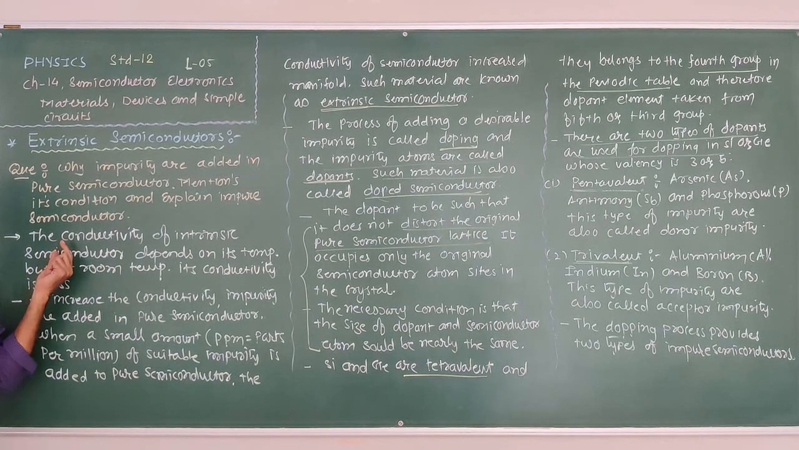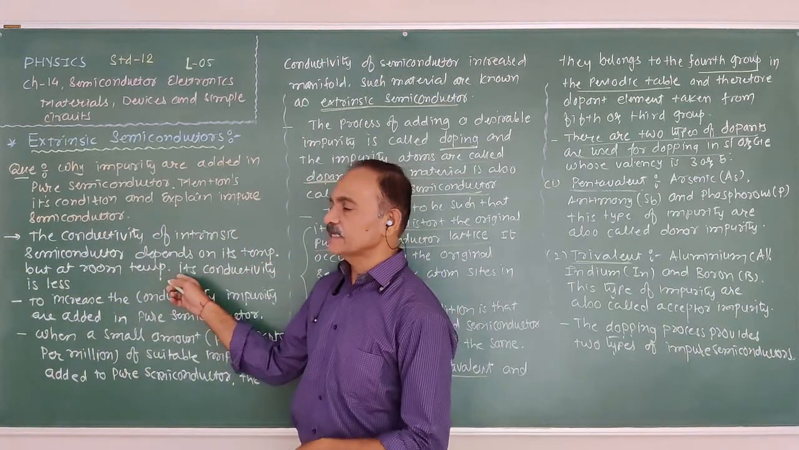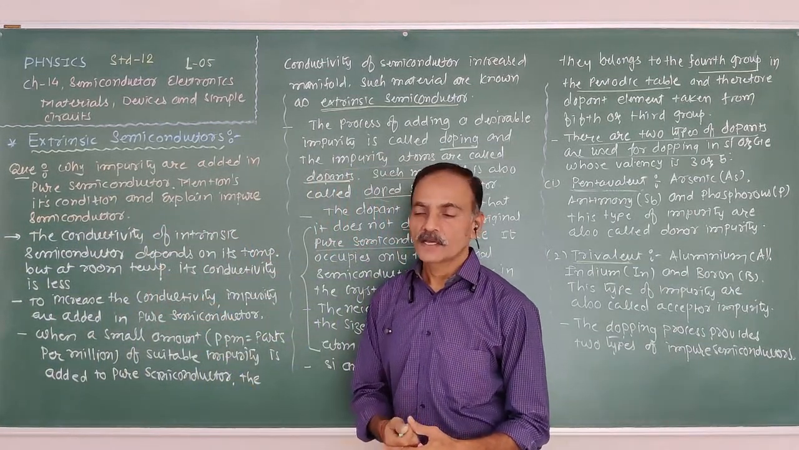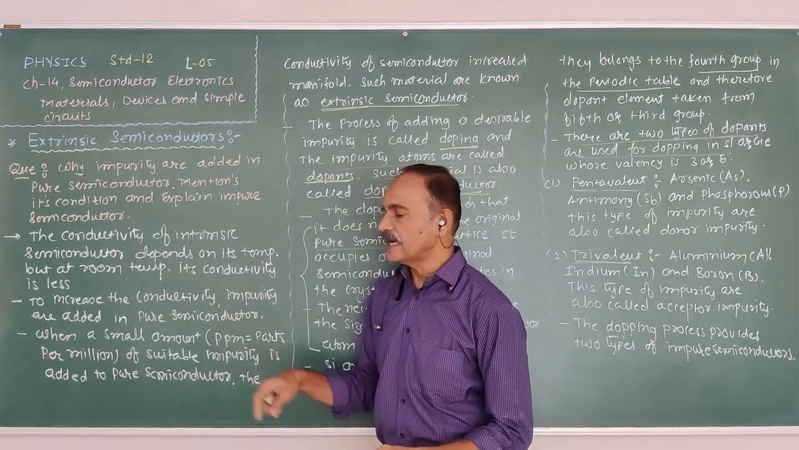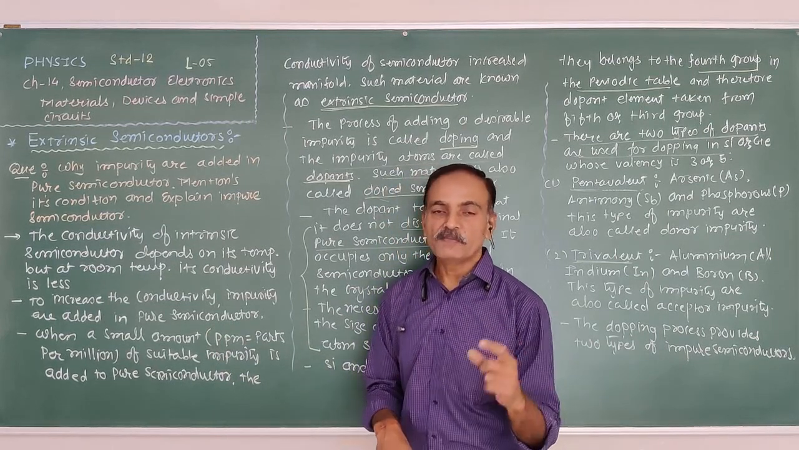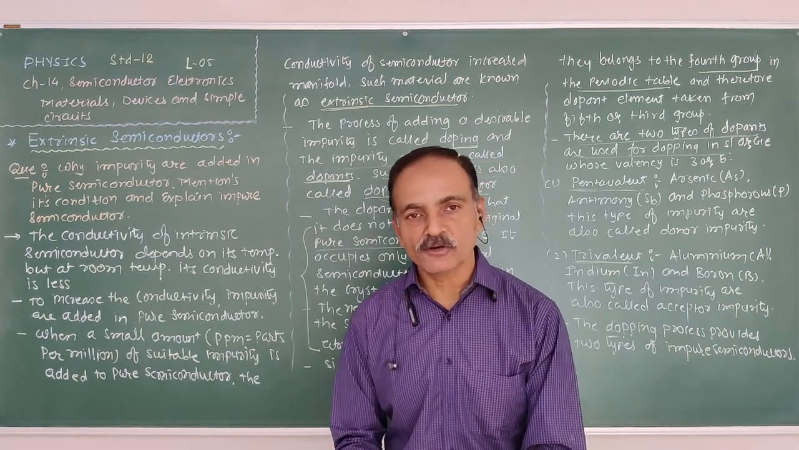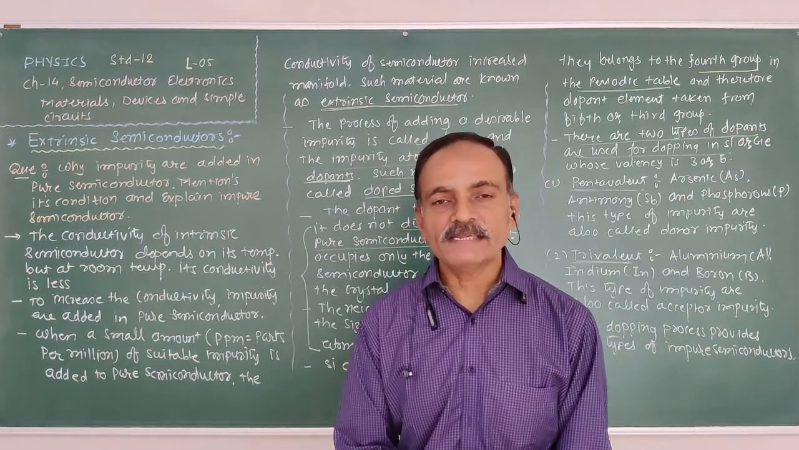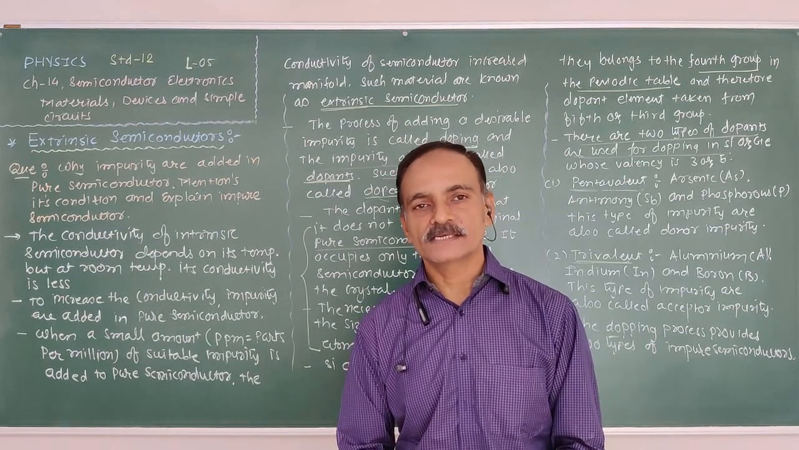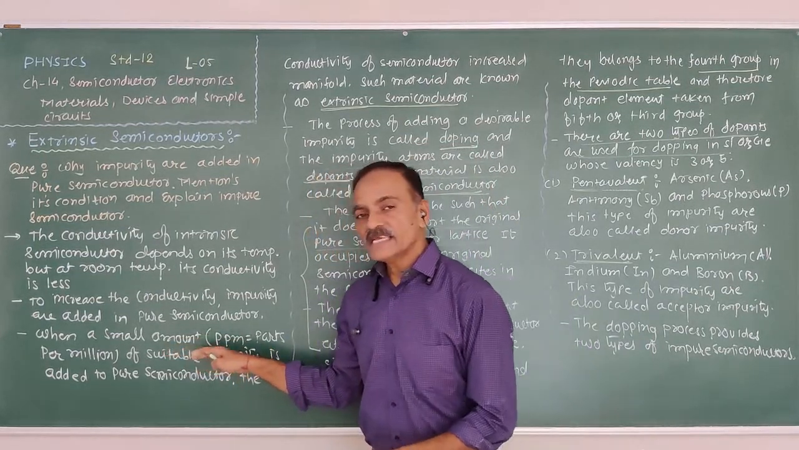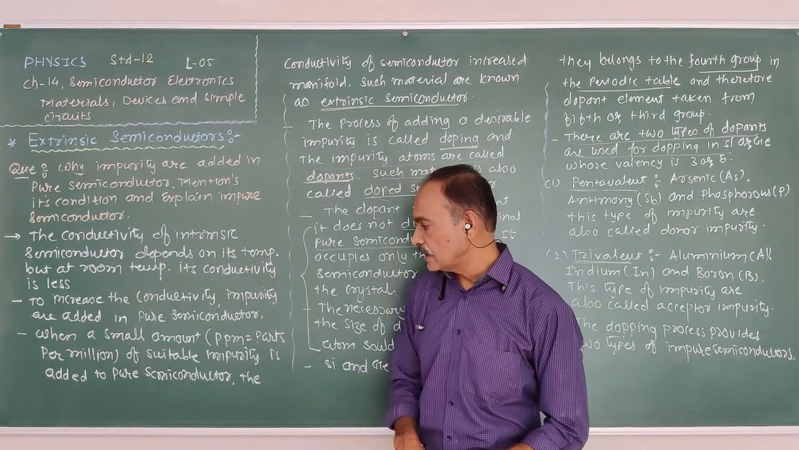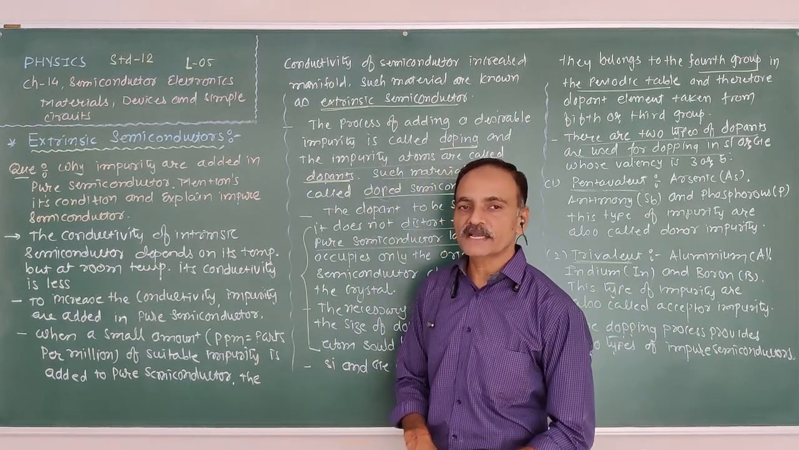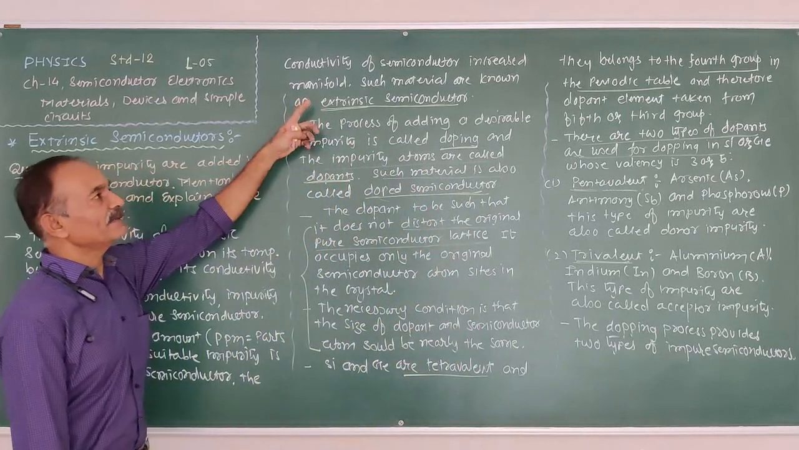Now we know that the conductivity of an intrinsic semiconductor depends on its temperature. At room temperature, the conductivity is very low. To increase the conductivity, impurity atoms are added in the pure semiconductor. So the main purpose of adding the impurity atoms is to increase the conductivity of a semiconductor at room temperature. When a small amount, ppm, parts per million, of suitable impurity is added to a pure semiconductor, the conductivity of the semiconductor increases manifold.